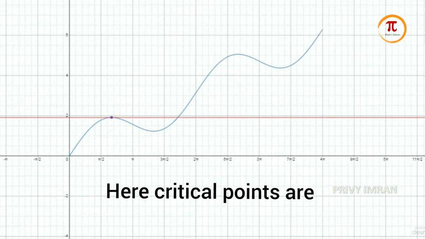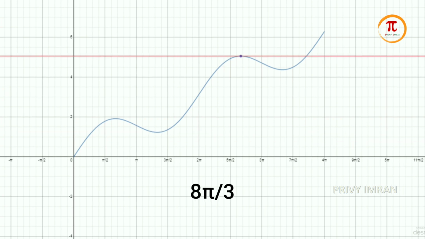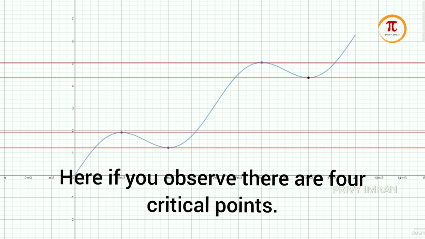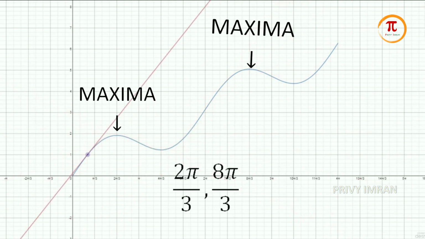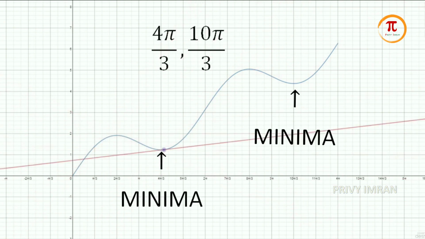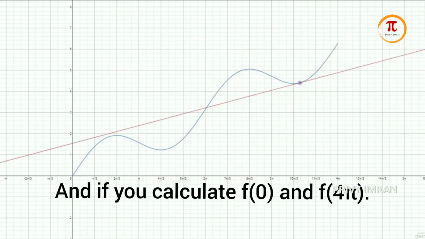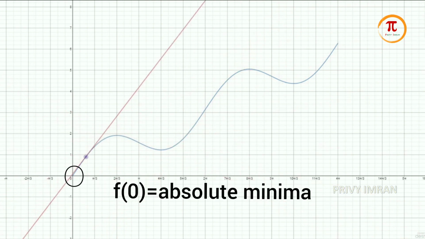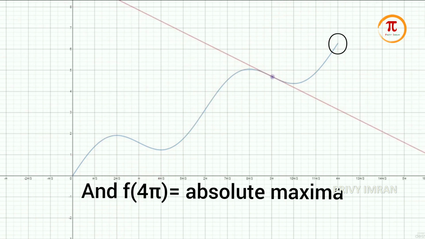Here the critical points are 2 pi by 3, 4 pi by 3, 8 pi by 3, and 10 pi by 3. Here if you observe, there are 4 critical points, in which 2 pi by 3 and 8 pi by 3 will be considered as local maxima, and 4 pi by 3 and 10 pi by 3 will be considered as local minima. And if you calculate f of 0 and f of 4 pi, f of 0 will give you absolute minima and f of 4 pi will give you absolute maxima.